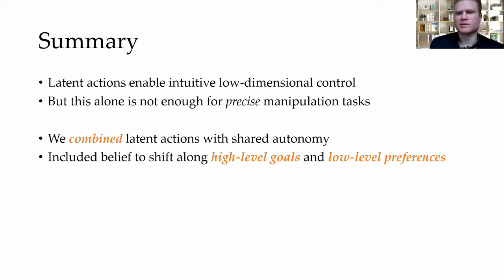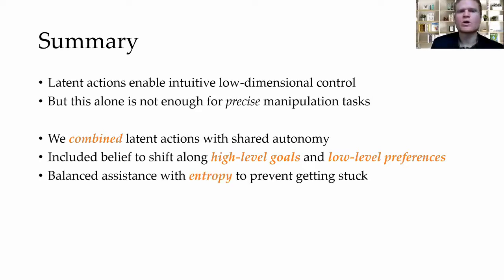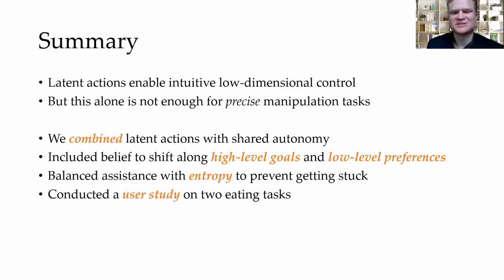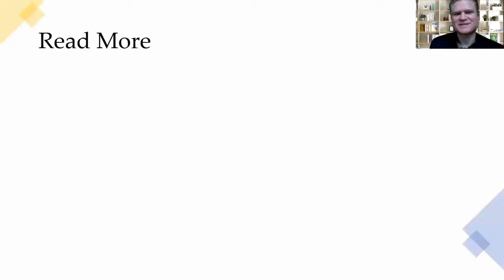We then introduced the belief that the robot has over goals into the latent action approach so that the latent actions have different meanings when we're trying to reach the high-level goals, or once I reach those goals, I now can control the low-level preferences. We also introduced an entropy term into the latent action approach in order to make sure that the human was able to move between different goals and they weren't trapped once the robot was very confident they wanted to reach a specific goal. Finally, we conducted a user study with 2 different eating tasks.